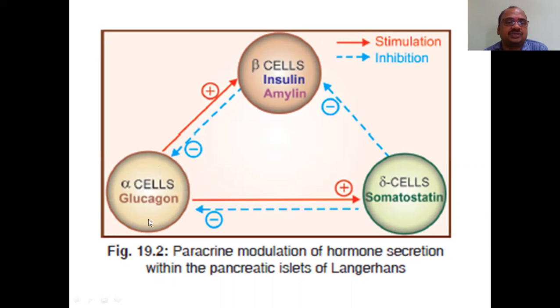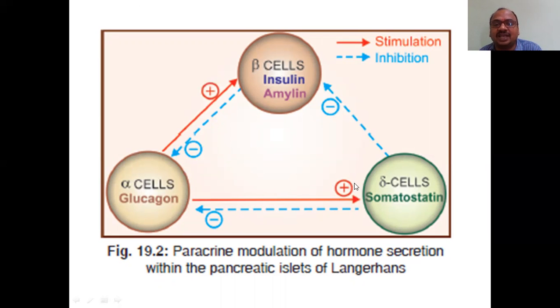First we'll start with the alpha cells. Alpha cells work against the beta cell. Alpha cells start stimulating the beta cells, whereas the beta cells inhibit the alpha cells. This is helping, cooperating with the beta cell, whereas a beta cell is inhibiting the alpha cell.